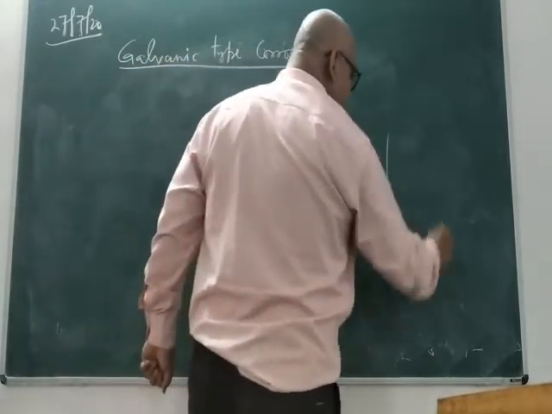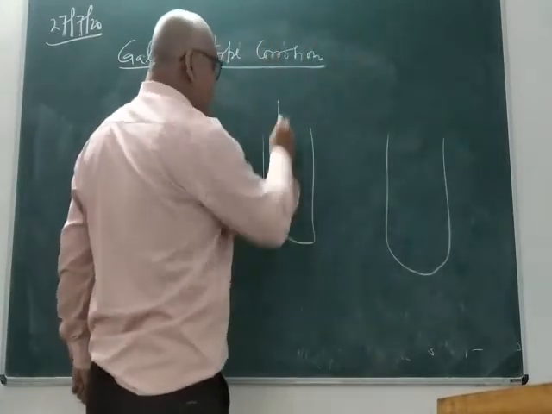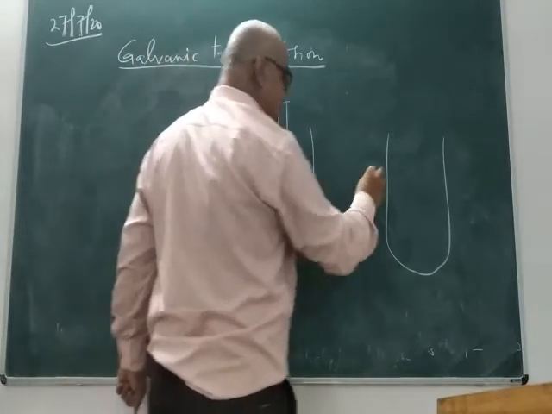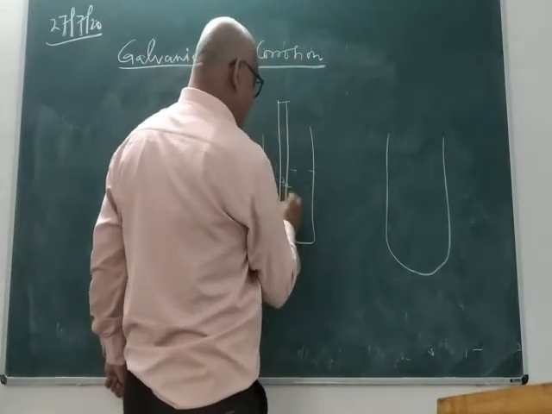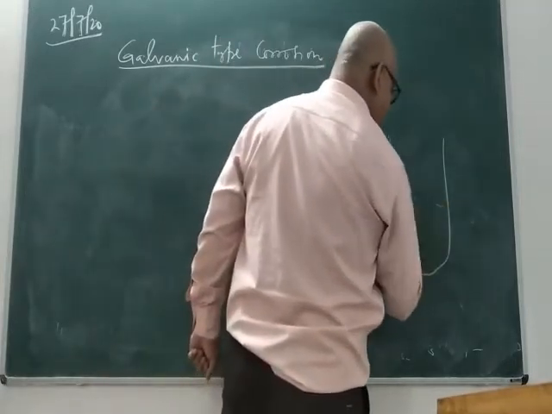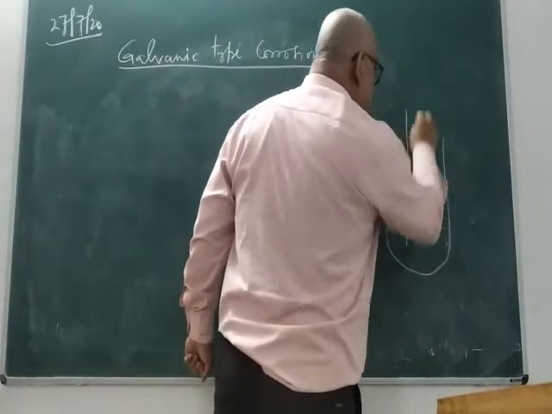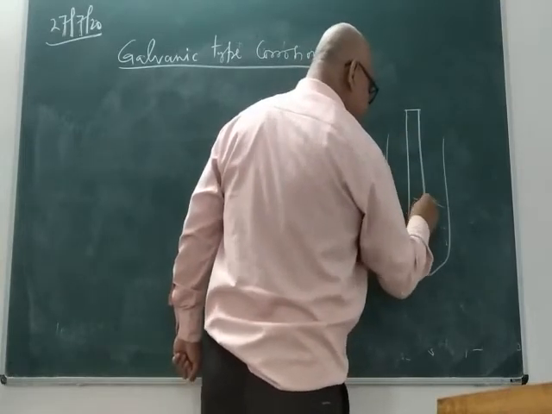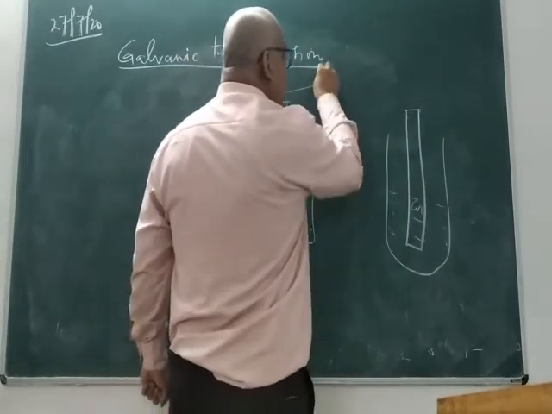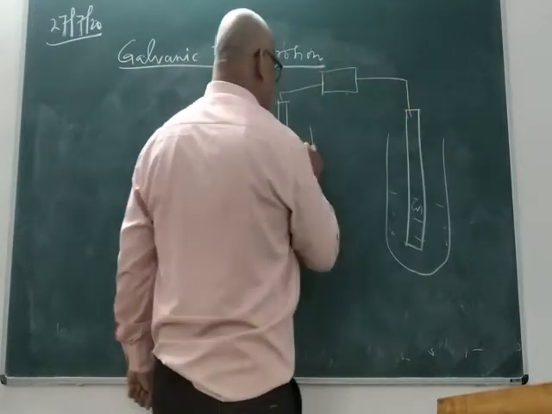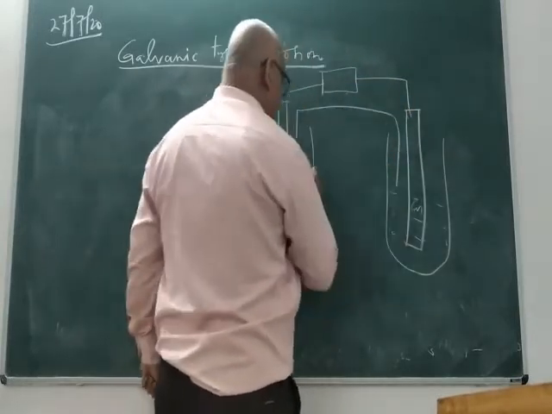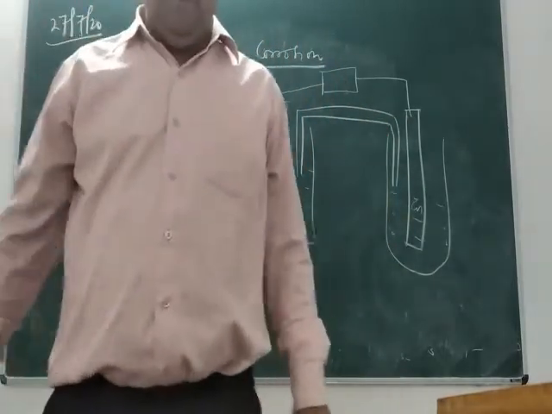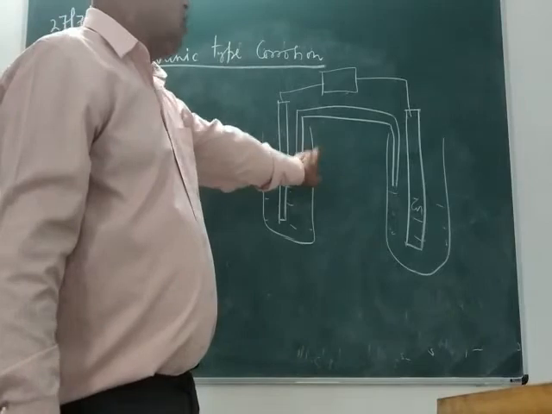Suppose this is a galvanic cell. This is your zinc rod. Zinc sulfate solution will be there. And this is your copper rod. Copper sulfate solution will be there. Now it is connected, and this is your salt bridge.